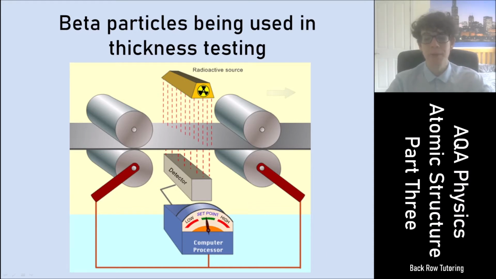The computer can detect how much beta radiation is hitting the detector, and if too much is hitting the detector, then the material is too thin because a lot of radiation is going through. If the material is too thick, then there will be less beta radiation travelling through it, and less beta radiation will be picked up, and the computer will know that the material is too thick, and it will adjust those rollers to make sure that the material it's producing is thinner.